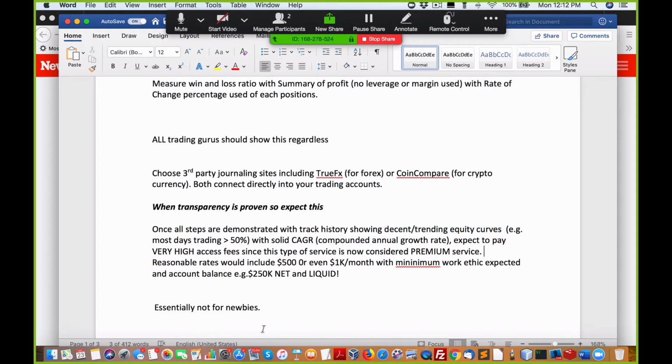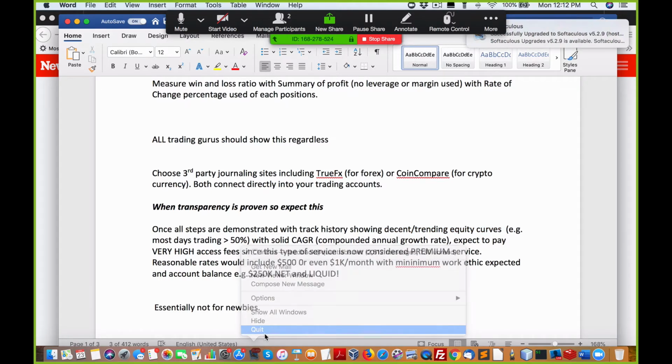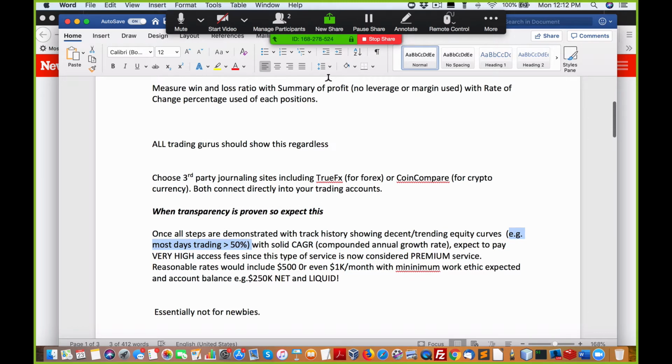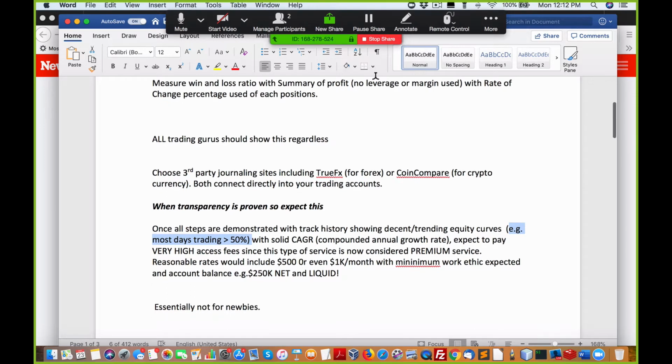And the real key, let me just get rid of this. The real key is to ensure that every day, or try to, your trading days have at least a 50% win ratio. And I'm going to show you some examples of that, what I've had over the last 10 days, let's say. One other thing you want to look for is a solid compounded annual growth rate.